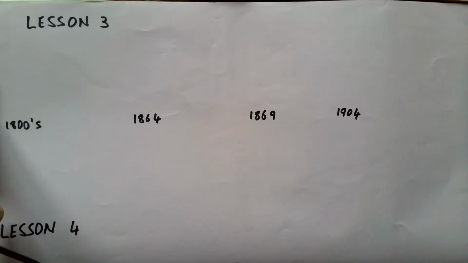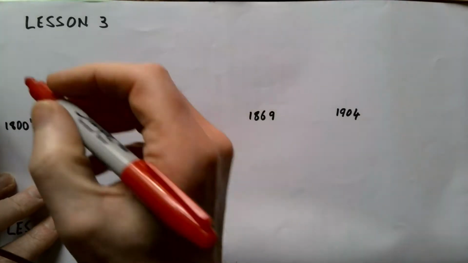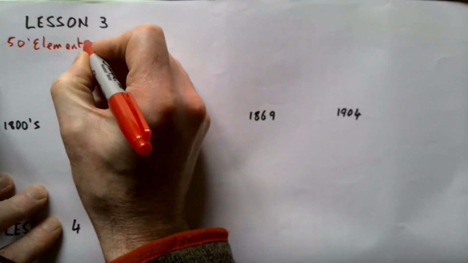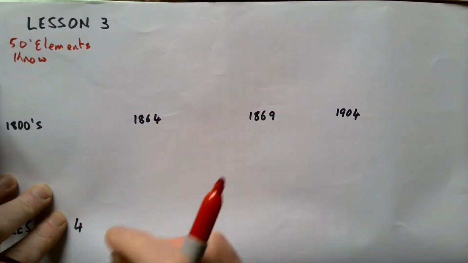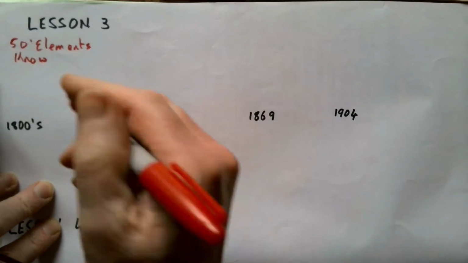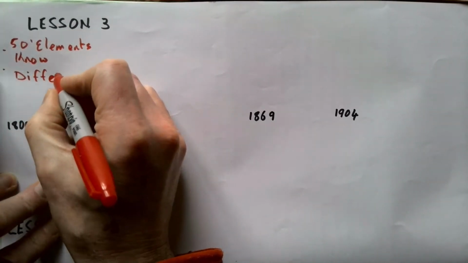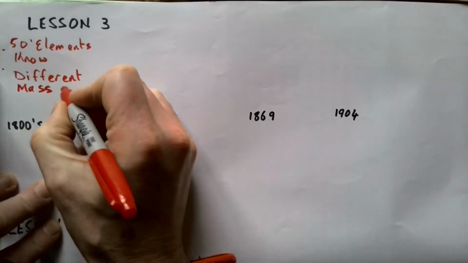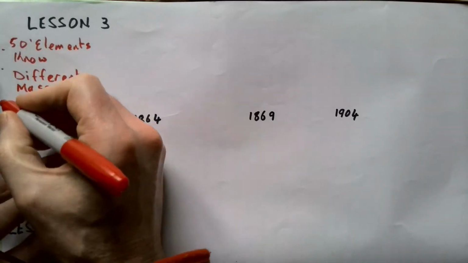Lesson 3, Development of the Periodic Table. So in the 1800s, there were about 50 elements known. Scientists knew the elements had different masses, so they arranged the elements in order of their atomic mass.